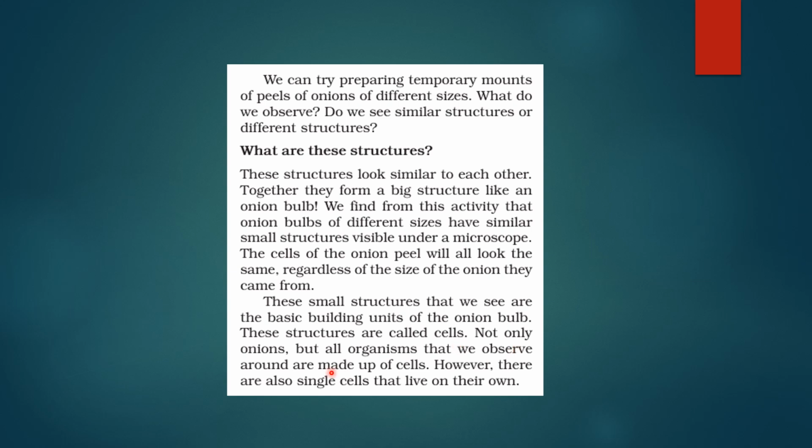Not only onions, but all organisms that we observe around are made up of cells. However, there are also single cells that live on their own. That also happens, okay?